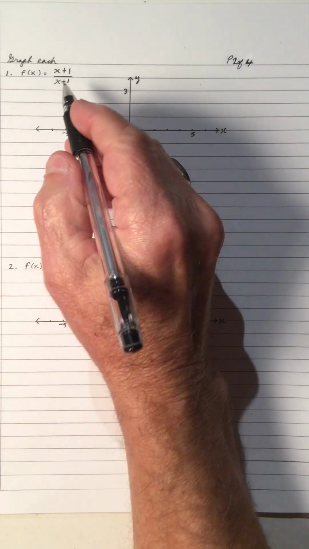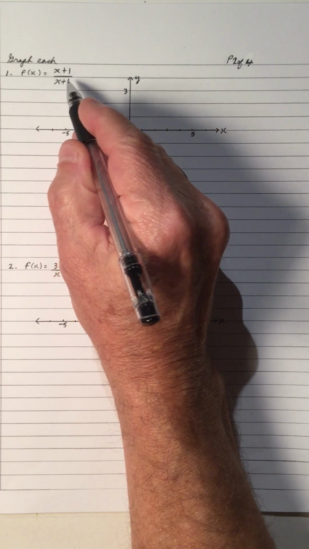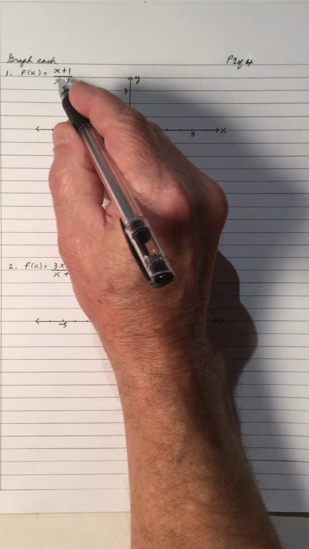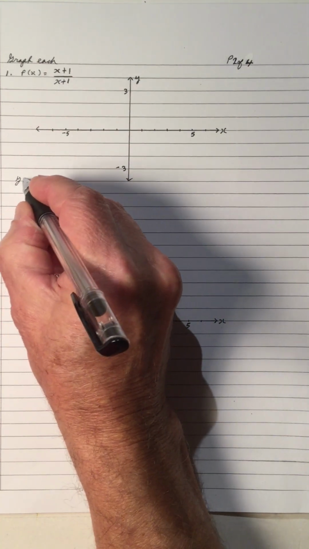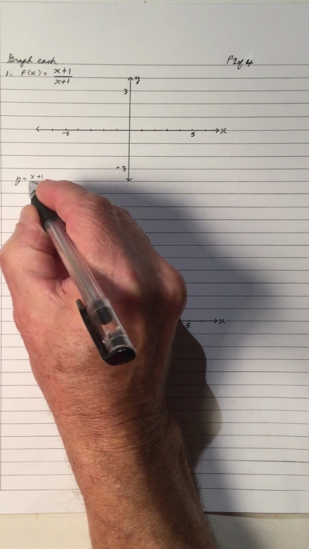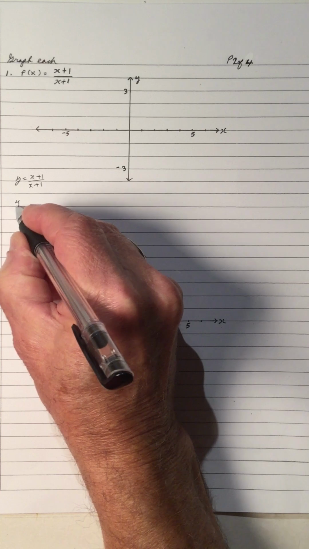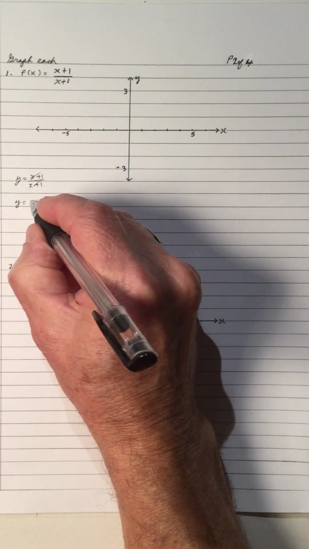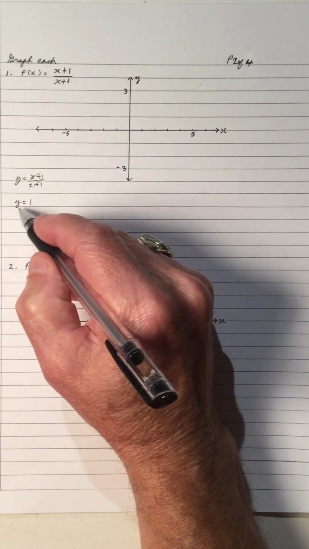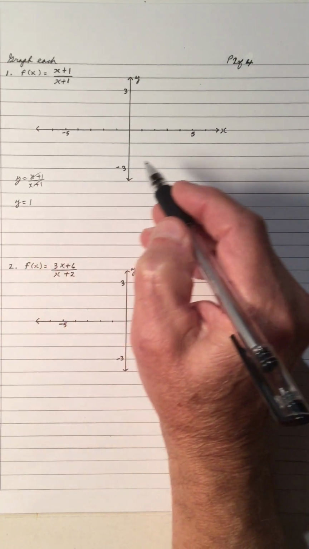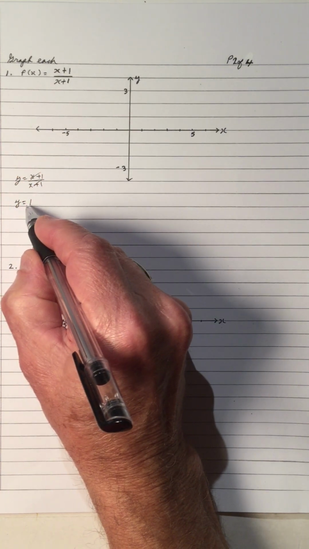Graph each f of x equals x plus 1 divided by x plus 1. Notice that these two binomials are the same, so we have y equals x plus 1 over x plus 1. They cancel out to give me a 1. So that means y equals 1, which is a horizontal line, y equals 1.